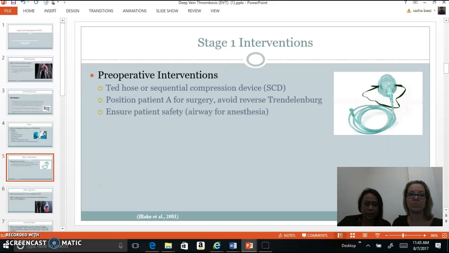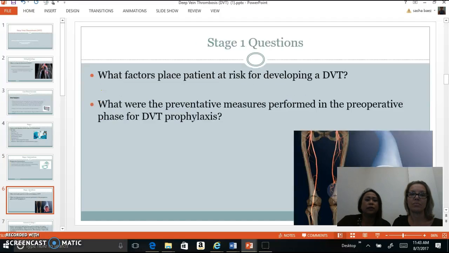her surgery. Now, stage 1 intervention is related to preoperative interventions, which include TED hose or sequential compression device or SCD. Position patient A for surgery, where we need to avoid reverse Trendelenburg. And we also need to ensure the patient's airway, which is part of patient safety.